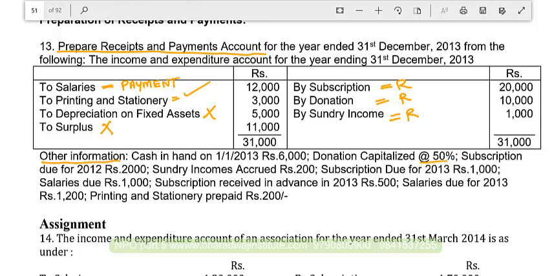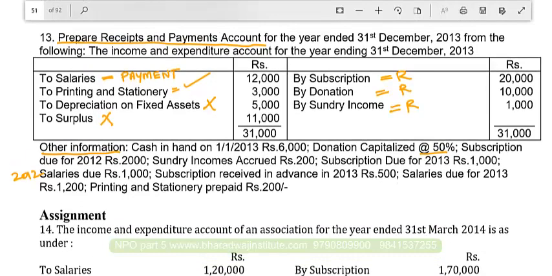Donation, they capitalized 50%. What do you mean by capitalized 50%? 50% was taken to capital account, only the remaining 50% was taken to income. Subscription due for 2012, which means it is for last year. Sundry incomes accrued is given. Accrued means due but not received. Subscription due for 2013, that is for current year. Salary due for current year is given. Please make a change. This salary is due for 2012.